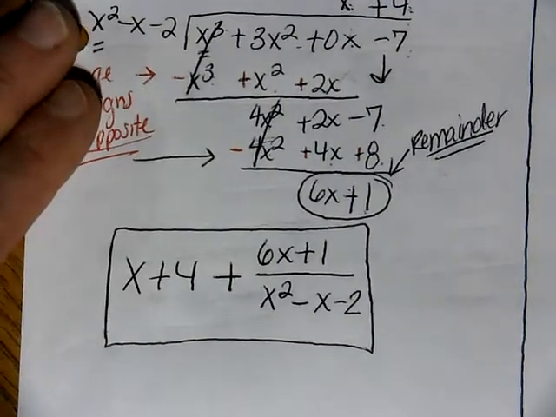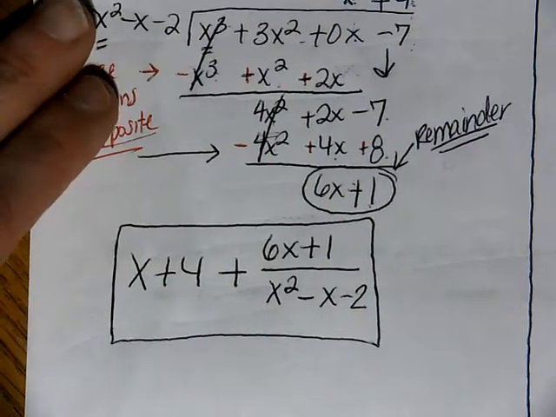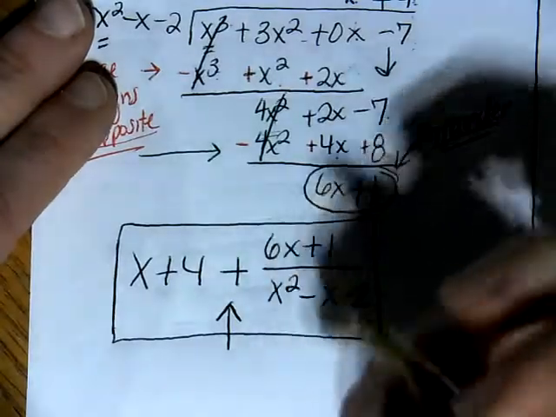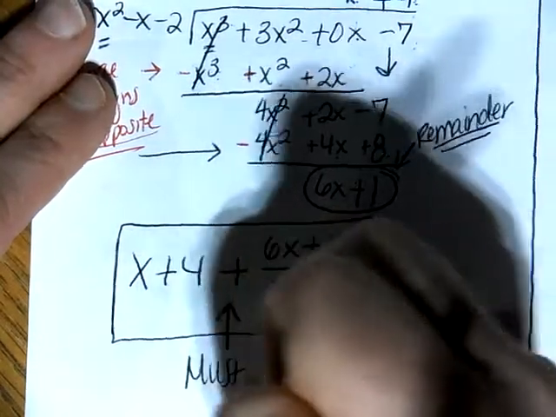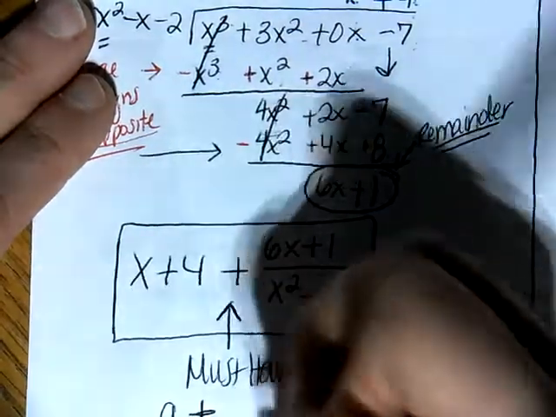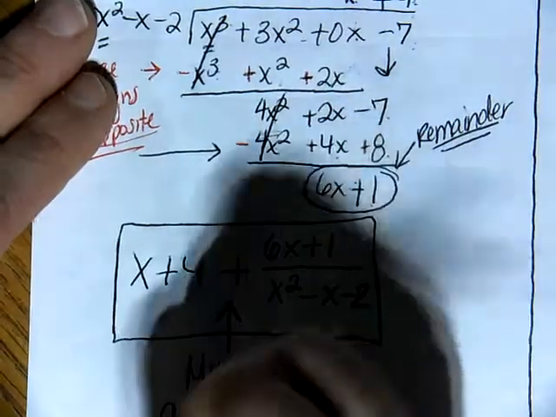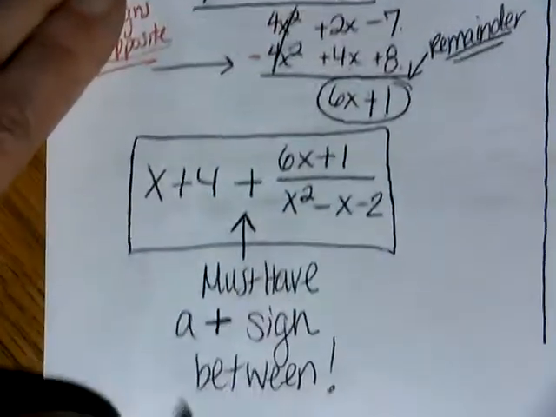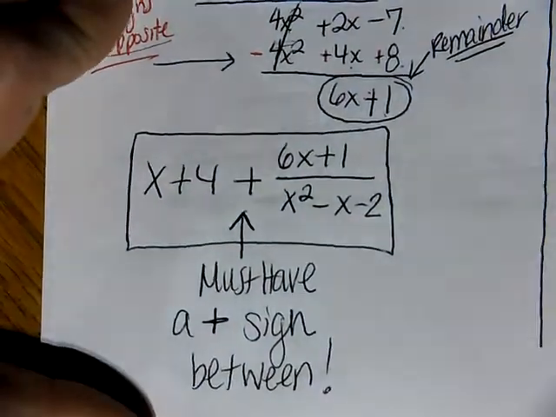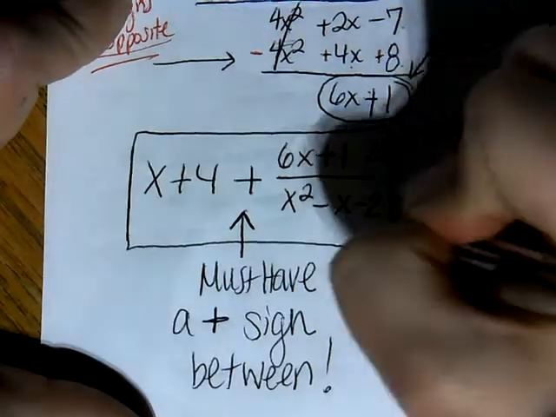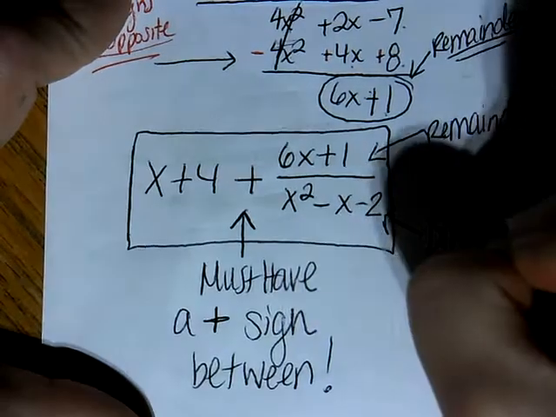Let's go ahead and do example number 2 on our own. But again, so that you guys can see this again, this is our answer, but I also need to emphasize once again that you must have a plus sign between your answer and the remainder. Remember that the numerator is your remainder and the denominator is your divisor.